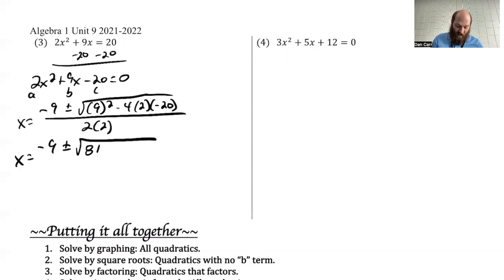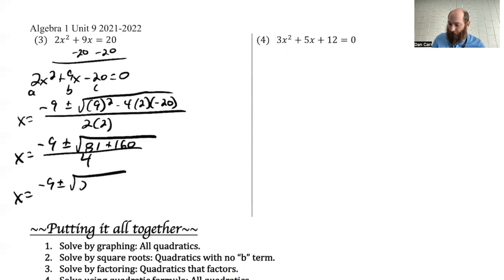Let me put that in my calculator real fast. -4 times 2 times -20 comes out as +160. And that's all over 2 times 2, which is 4. So that number changed a little bit. So -9 plus or minus the square root of 81 plus 160, which gives me 241.